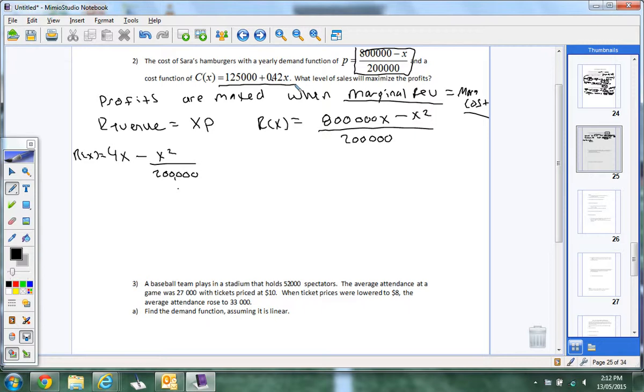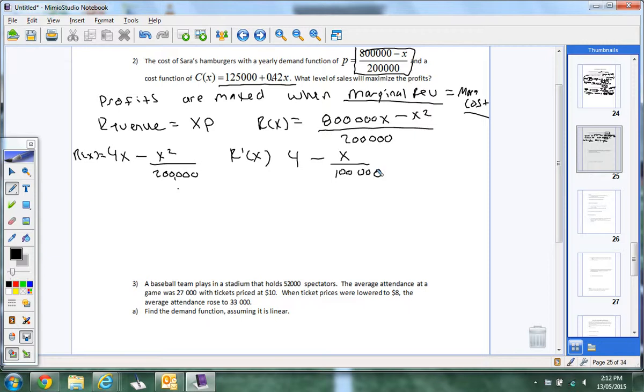Okay, all right, so this derivative, R prime, so revenue prime, or marginal revenue, is 4 minus x over 100,000. See how I got that? Drop the 2, 2 over 200,000 reduces to 1 over 100,000. Took the derivative of each piece there. 4x turned to 4. So that's your marginal revenue.